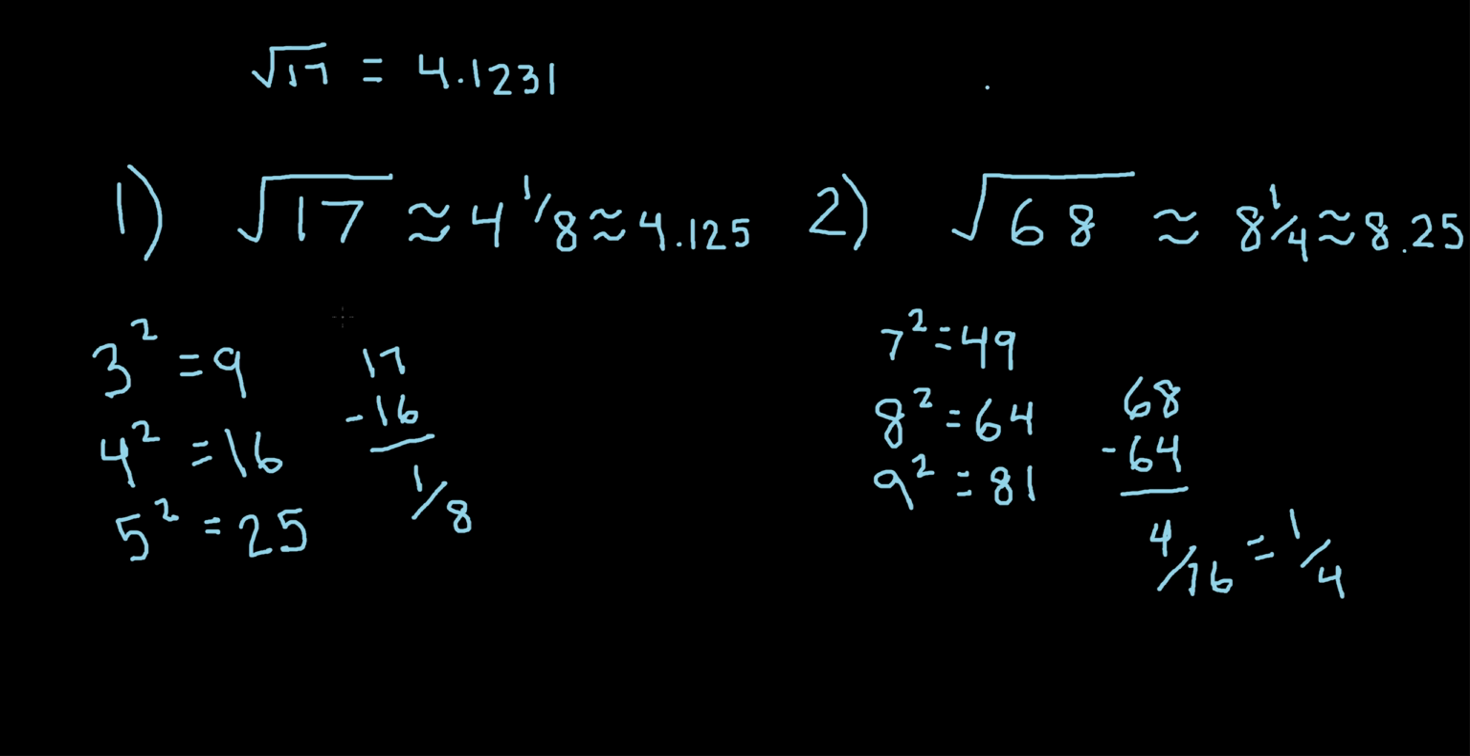And if you plug in the square root of 68 into a calculator, you will find that it is equal to 8.246 with a bunch of other numbers that come after it. But our approximation of 8.25 is pretty close to the actual square root of 68, which is 8.2462.